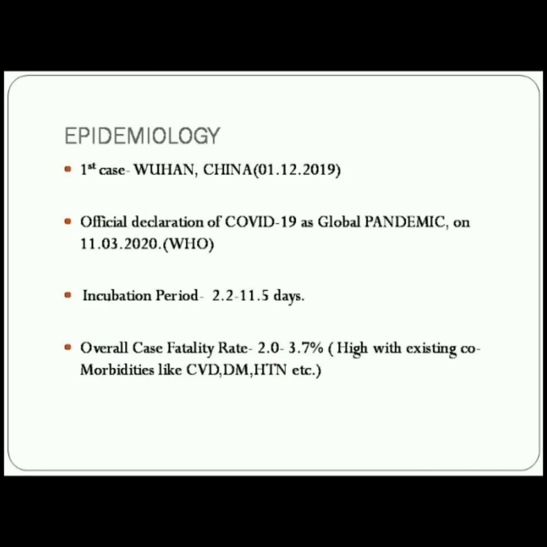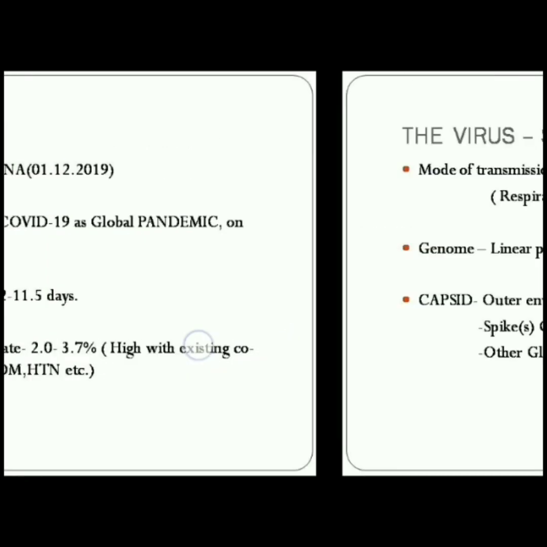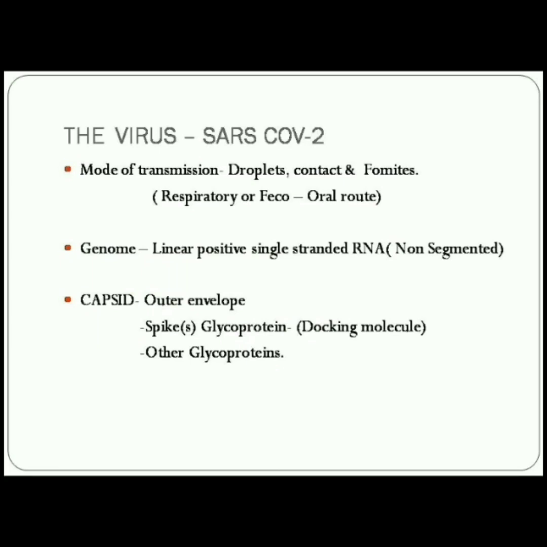Briefly talking about the epidemiology, the first case was found in Wuhan, China on 1st of December 2019. Then WHO officially declared coronavirus disease a global pandemic on 11th of March 2020. The incubation period of the virus is 2.2 to 11.5 days and the overall case fatality rate is 2 to 3.7%.